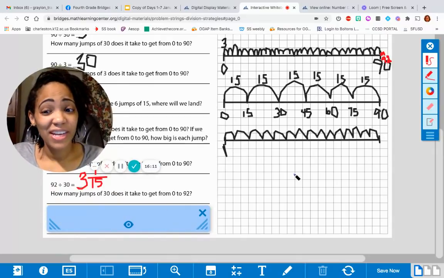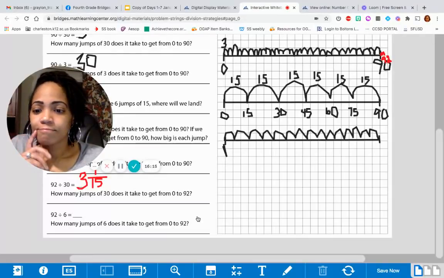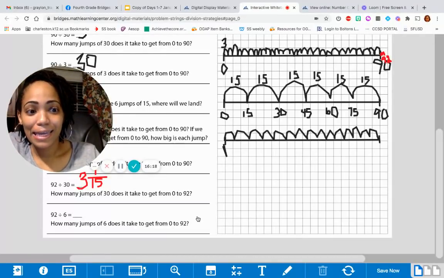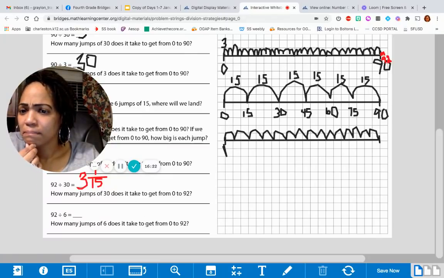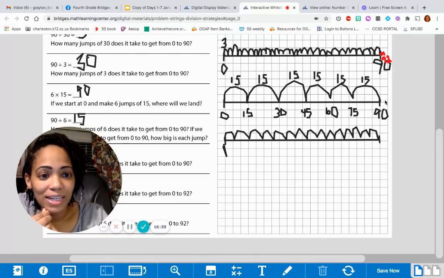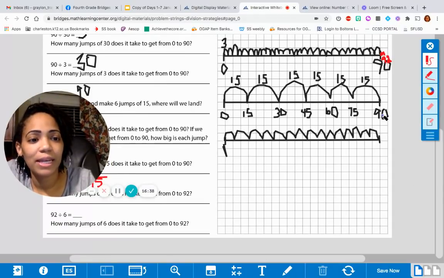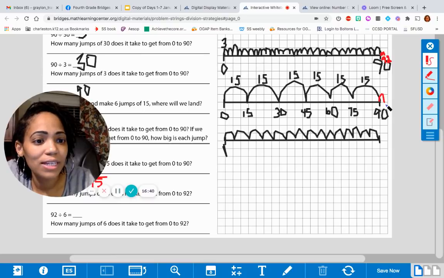Okay, so now we have the very last one. I wonder if it's going to be another tricky one. Let's see. Yikes. It is. It says 92 divided by 6. Well, we did 90 divided by 6 earlier. Remember? We had equal jumps of 15. But this time we have 92 divided by 6. So I'm going to get my same red pen here, as if I'm jumping right to 92.